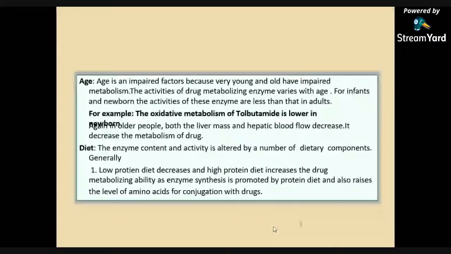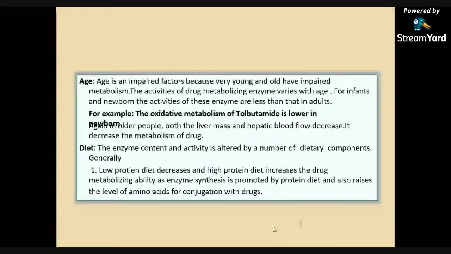Then the next parameter is the diet. The enzyme content and activity is altered by a number of dietary components. Generally, a low protein diet decreases and a high protein diet increases the drug metabolizing activity, as enzyme synthesis is promoted by protein diet and it also raises the level of amino acids for conjugation with drugs.